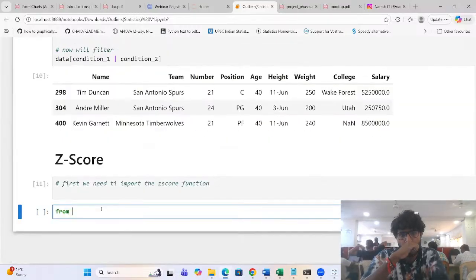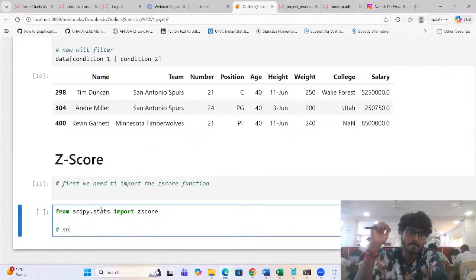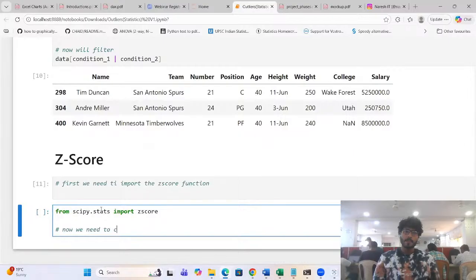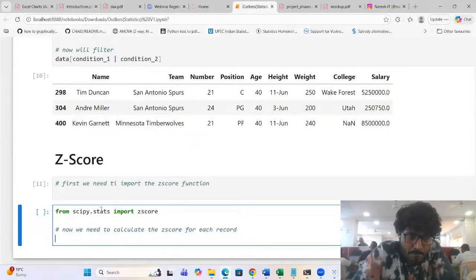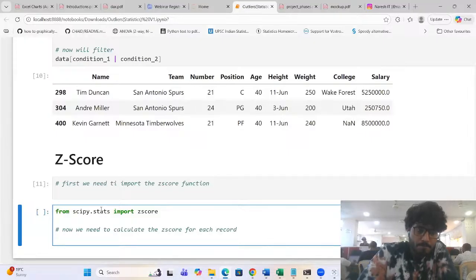From scipy.stats import zscore. Okay, once you import, now we need to calculate the z-score for each record. Each record. See, being technical people, we call the rows records, and columns fields or dimensions. Being data science people, you must call the variables features or dimensions.